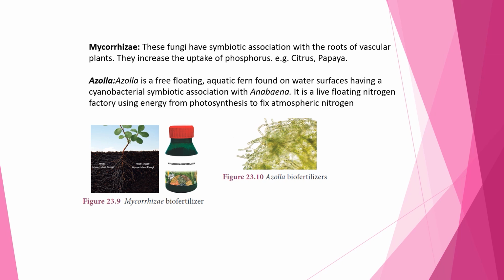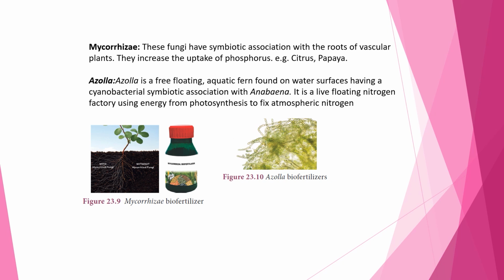So now mycorrhizae is a fungus present in association with roots of vascular plants. So for example, citrus and papaya. If you look at the root system of a papaya plant, some brown dots will be present like root nodules. So they are the mycorrhizae. Mycorrhiza is singular. There are many knots like root nodules. They are called mycorrhizae. I hope you understand. So this is for mycorrhizae.